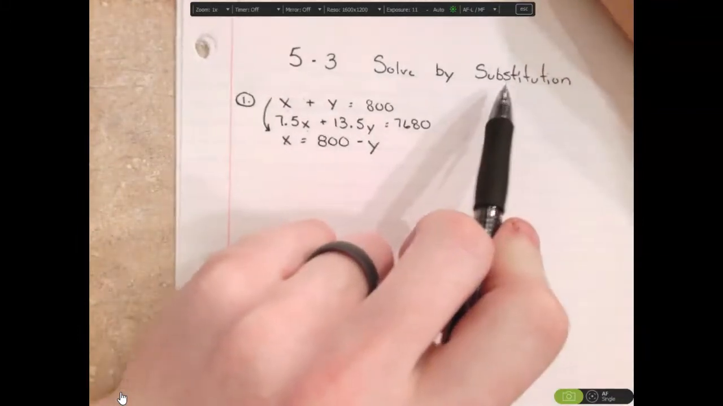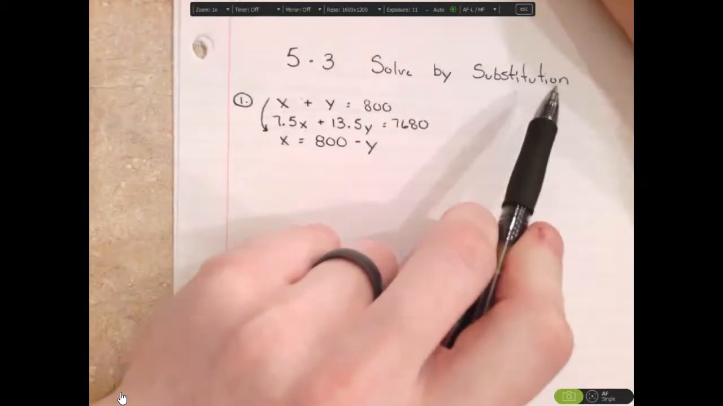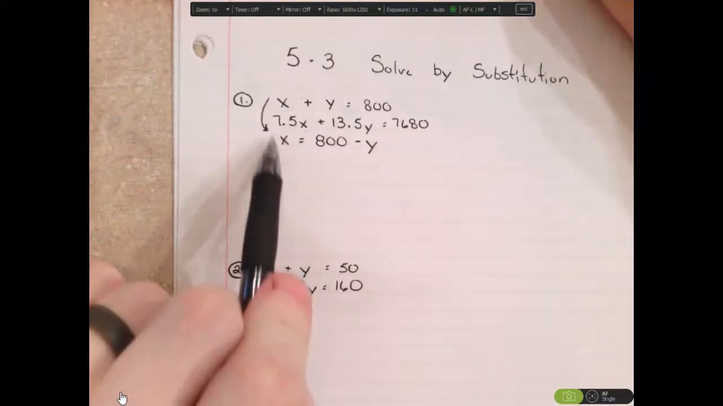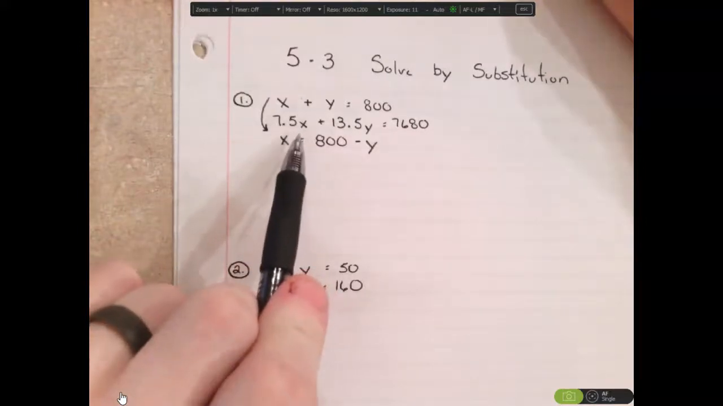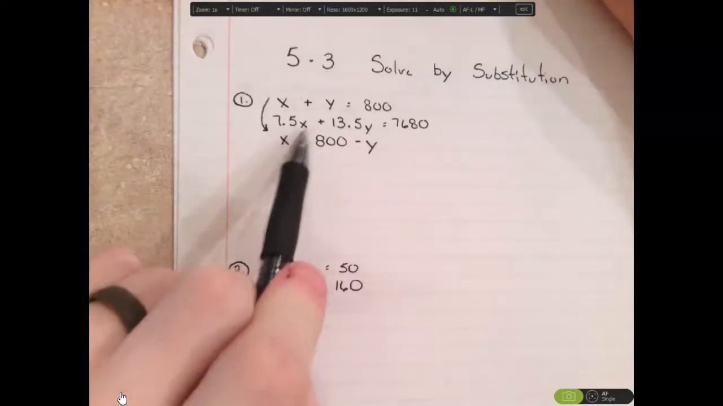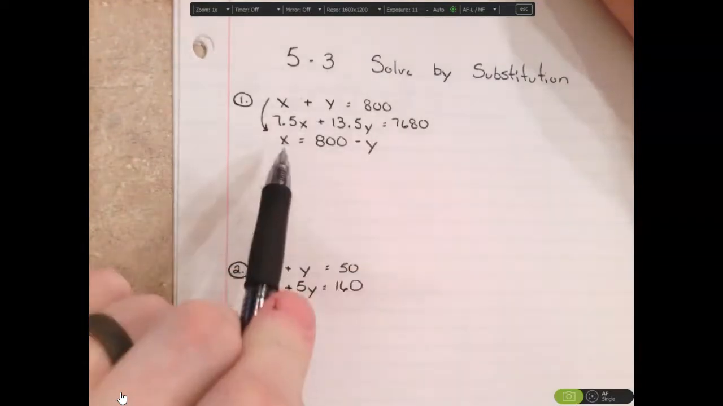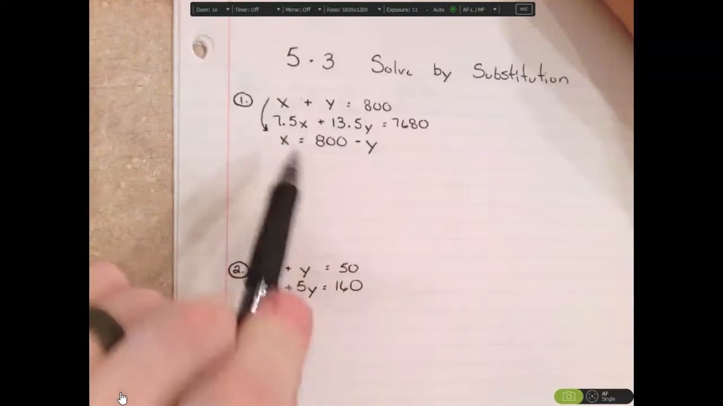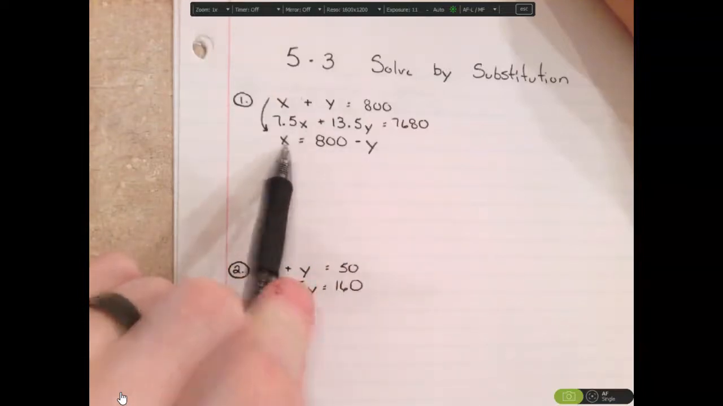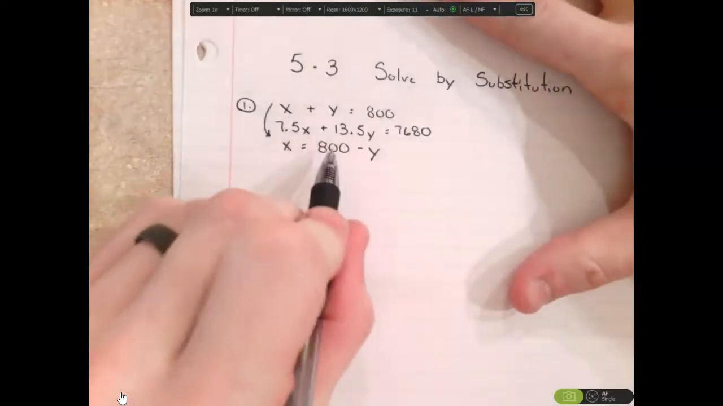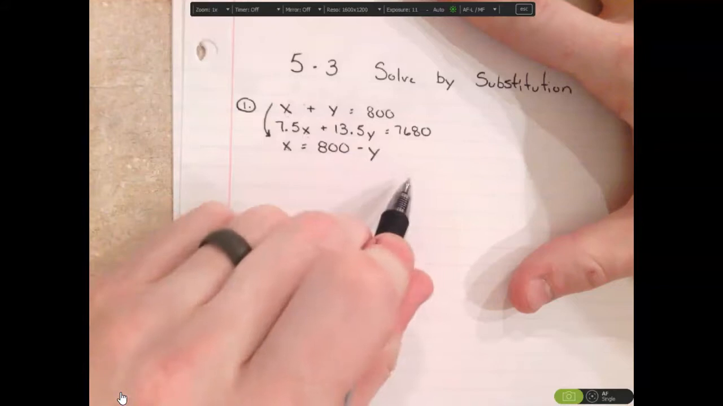Now we're going to get into the part of substitution. I'm going to take my x and I'm going to substitute it in where I see x in the other equation. I'm going to substitute it everywhere I see an x. So if x equals 800 minus y, everywhere I see an x, I'm going to put 800 minus y.